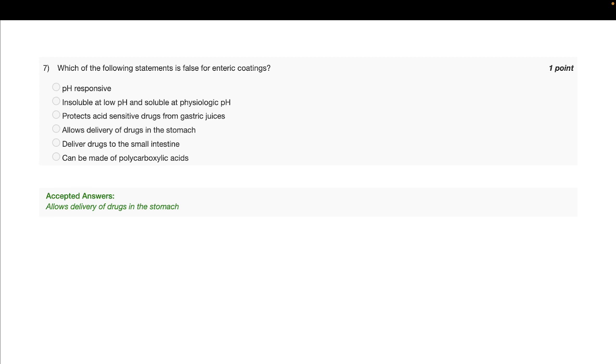Is this clear? Because there was some confusion with the second and third option. Yes, ma'am. Yeah, thank you. I'll move on towards the next question then.